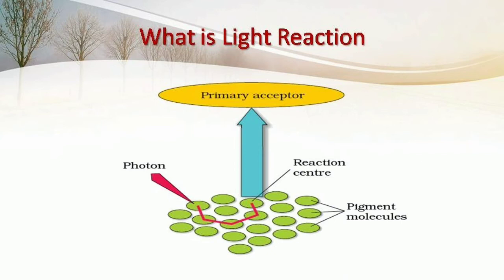So what is happening here is, the light energy absorbed by these pigments is passed to the reaction center. In these reaction centers also, the absorption is different in the two photosystems, photosystem 1 and photosystem 2.